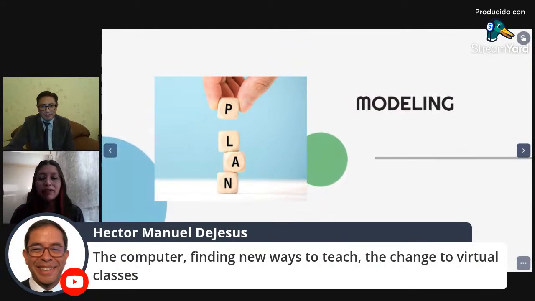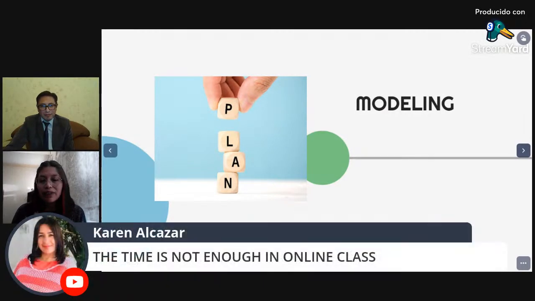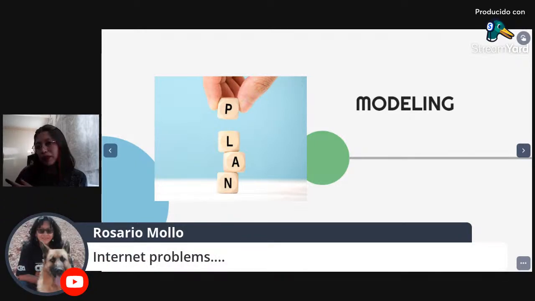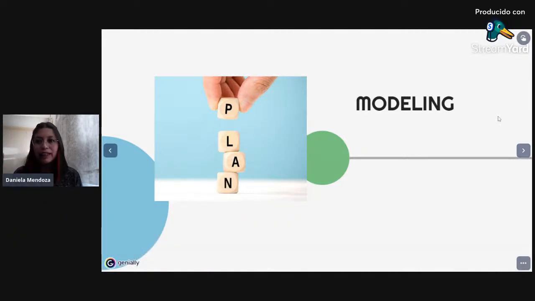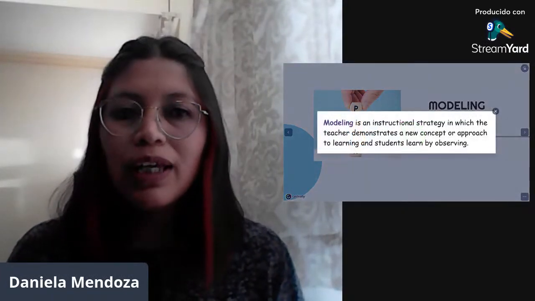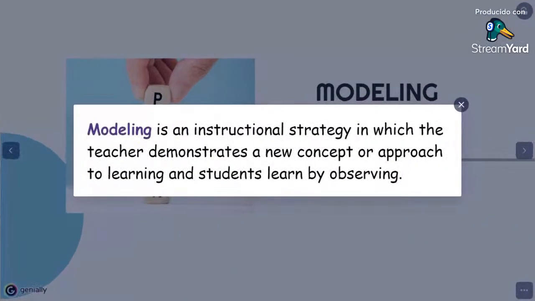Now, one solution that I found, and it was actually in this presentation that I was telling you about before, is modeling. The thing is that sometimes when we talk about modeling, we usually say, okay, I'm going to model how to do this exercise. And that's all, right? But let's see the exact definition of modeling. Modeling is an instructional strategy, okay, we already know that, in which the teacher demonstrates a new concept or approach to learning, and students learn by observing. That is excellent.